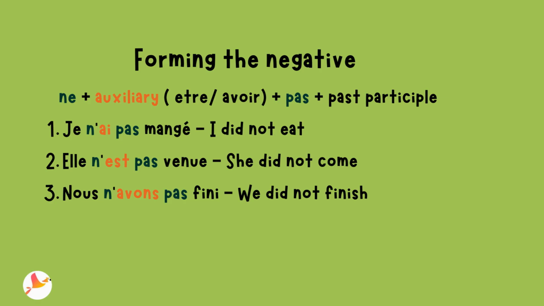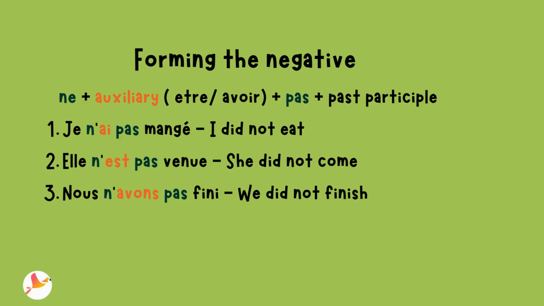Let us look at how to form the past participle with negatives. Now, the ne and pas, or whatever negative formation, it could be ne plus, ne que, ne rien, all these negative formations must surround the auxiliary. So whatever is conjugated in the present tense of être or avoir has to be surrounded by the negative forms. And that is then followed by the past participle.